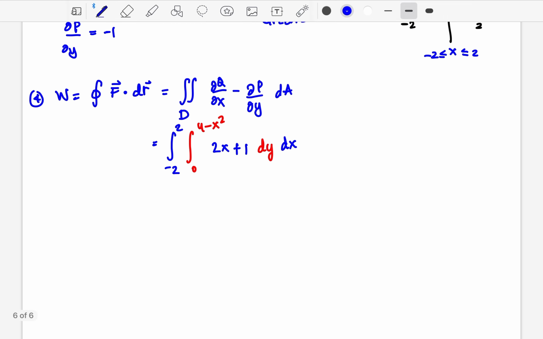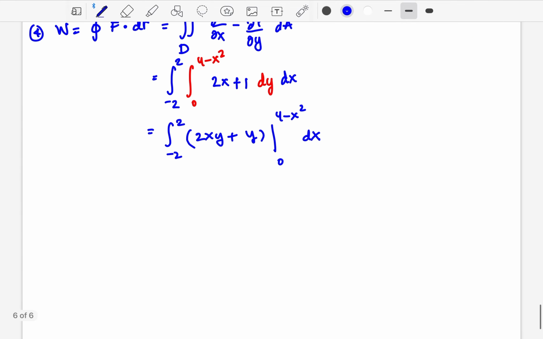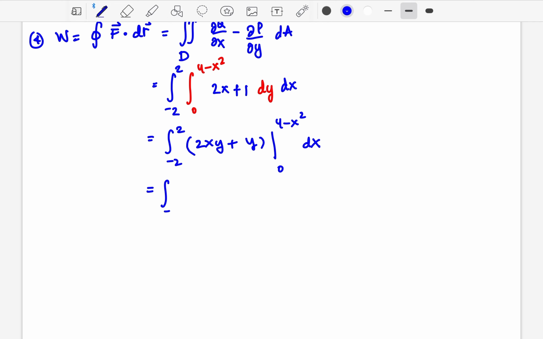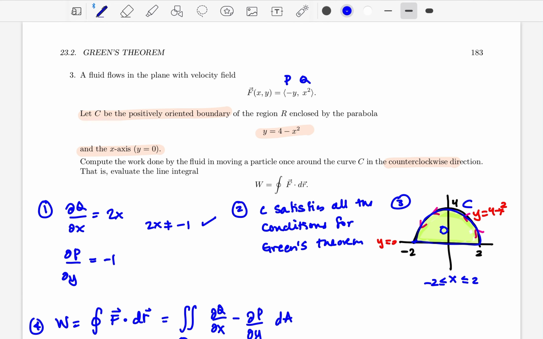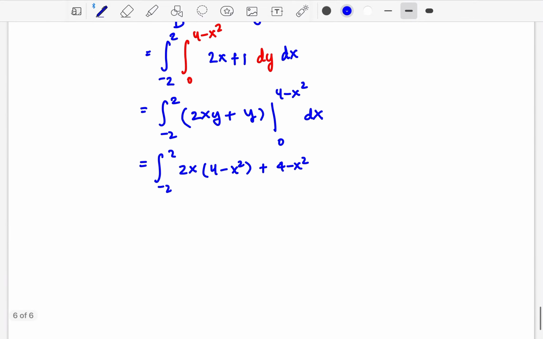So let me start. I have my negative 2 to 2. I'm going to find this integral with respect to y. So I get 2xy plus y, and y goes from 0 to 4 minus x squared. Once I'm done with that inner integral, I do dx. So this is equal to the integral from negative 2 to 2. Replace y with 4 minus x squared, so I get 2 times x times (4 minus x squared) plus (4 minus x squared). And then replace y with 0, so you get 0, dx.